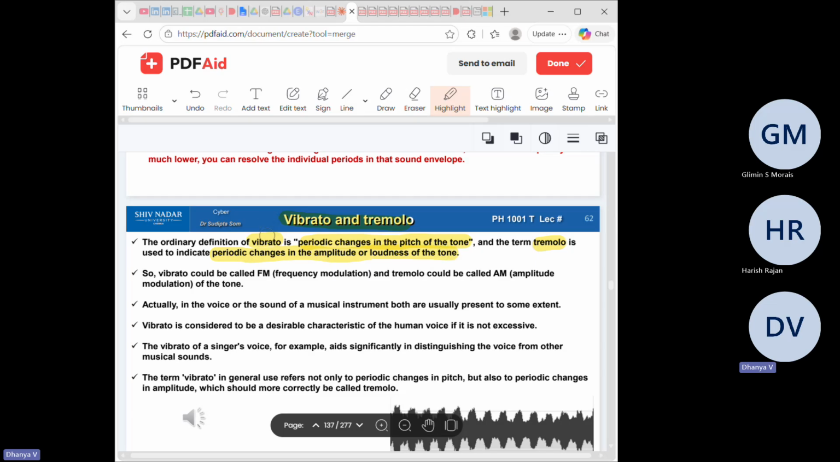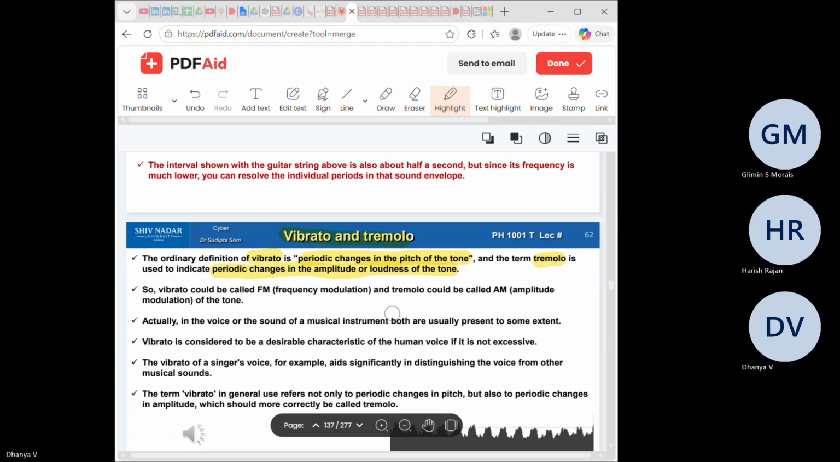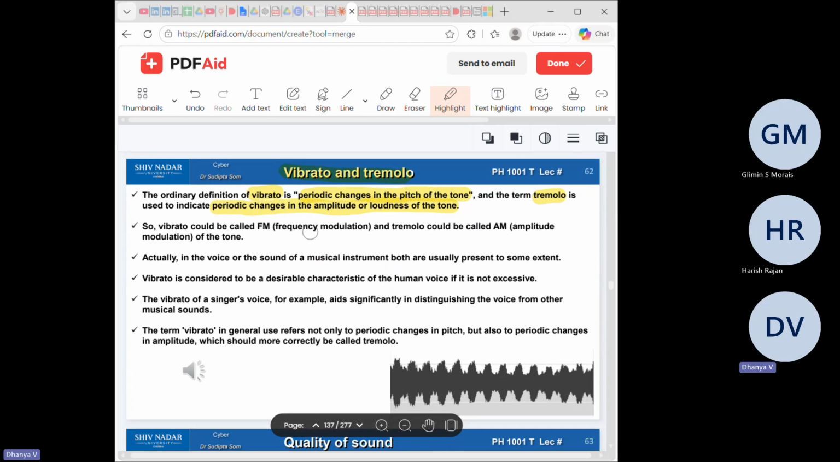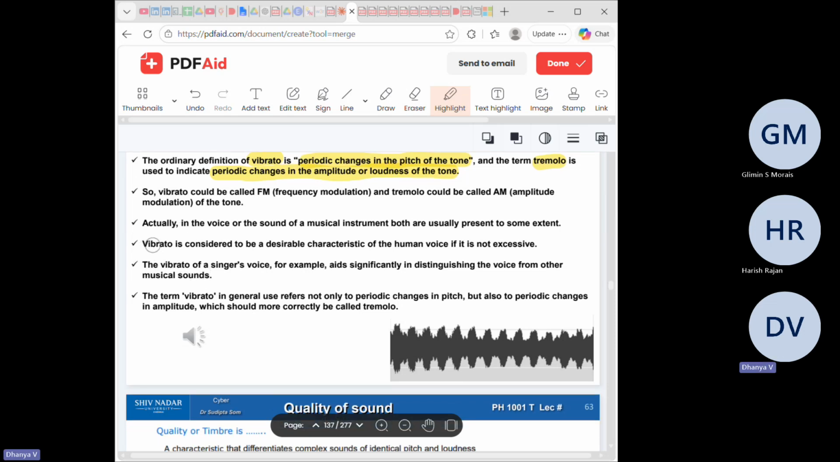So these are the definitions for harmonic content, vibrato, and tremolo that you need to know. Vibrato talks with respect to your pitch or frequency: periodic changes in your pitch. Tremolo is periodic changes in your amplitude or loudness. This is another factor by which you'll be able to distinguish between different sounds. The vibrato of a singer's voice aids significantly in distinguishing the voice from other musical sounds. Just know that vibrato is change of frequency, and tremolo is change in loudness or amplitude.